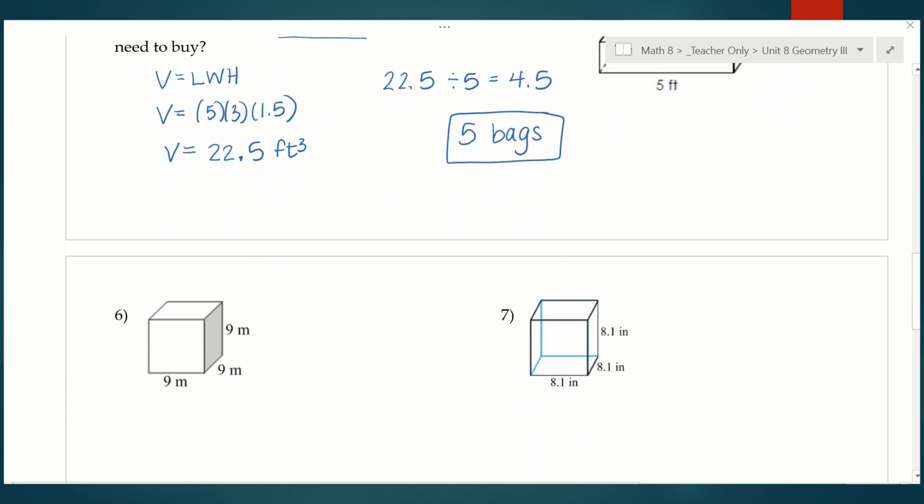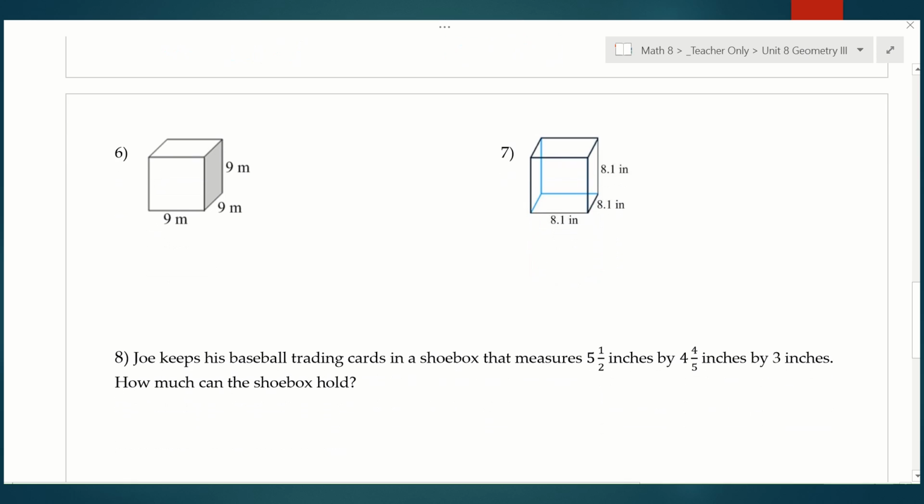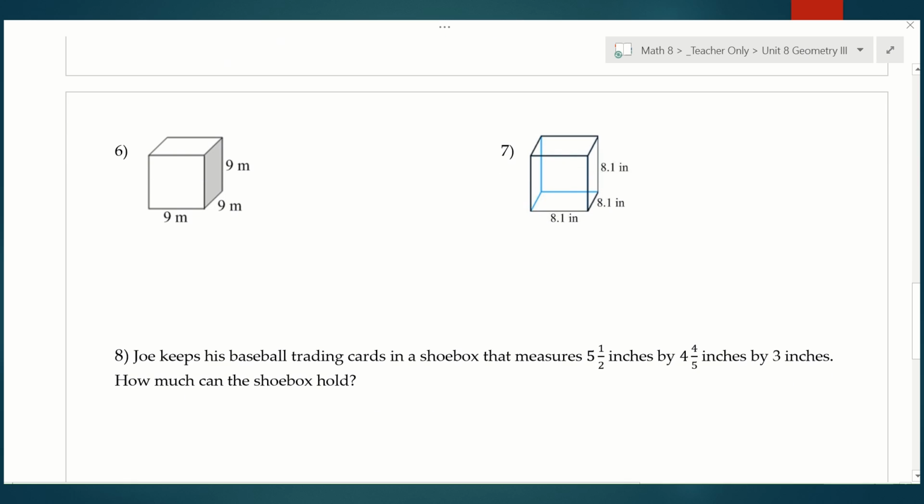All right, let's look at some cubes. So on the back, remember cubes are three-dimensional shapes that have squares as their faces. So every side is the same length, which is why we can use side to the third power for our volume. And so this is pretty easy because it's just 9 to the third power.